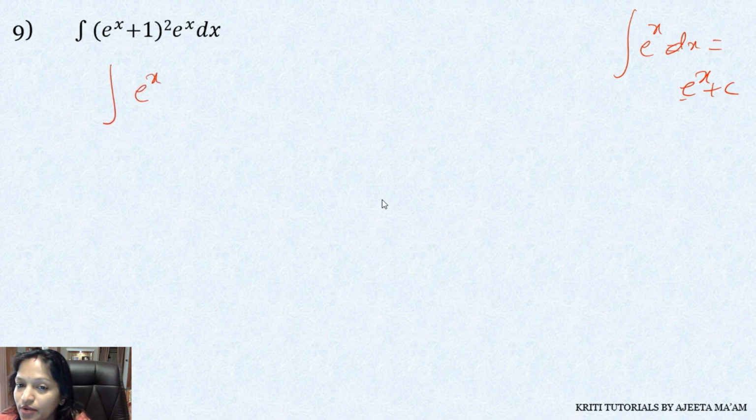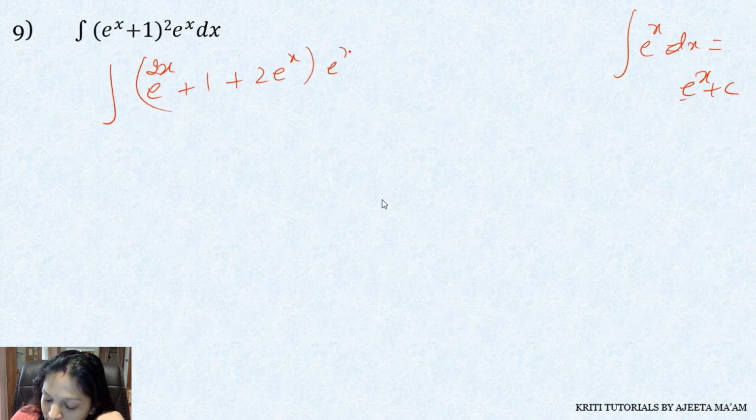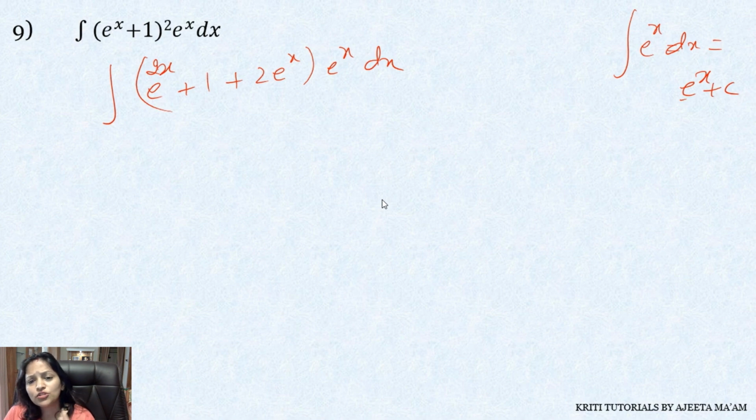Now a plus b whole square क्या होता है? Let's check with that. Exponential x plus 1 whole square into exponential x. This is what the simple way is. So we simply use the identity a plus b whole square, and as we use a plus b whole square, so what will you get? A square plus b square plus 2ab.